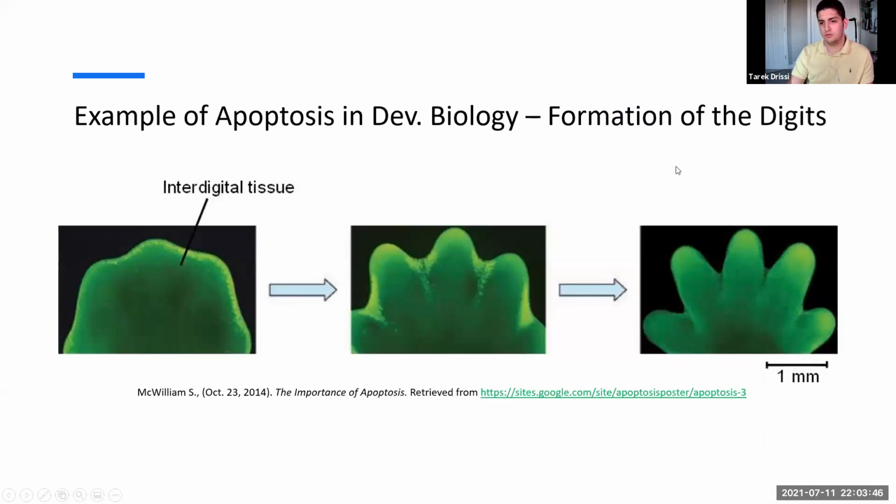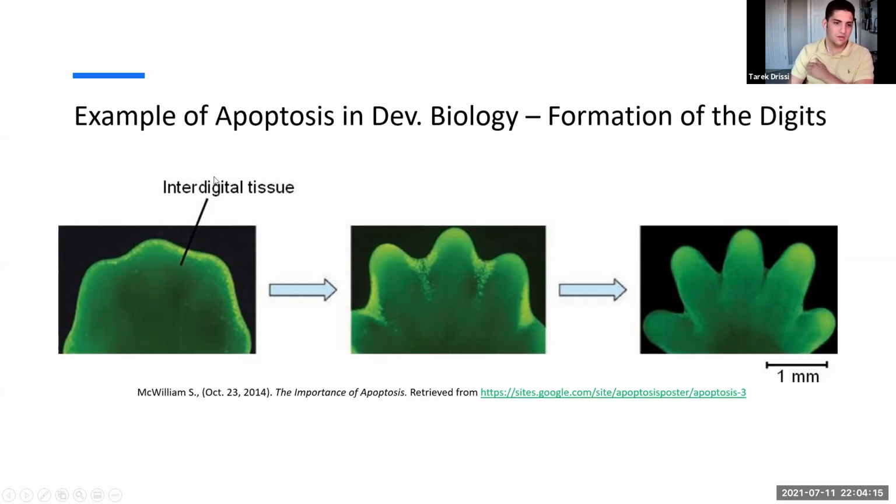Okay, this is really cool. This is what I wanted to talk about for the formation of the digits. During embryonic development, we have this webbing in between the digits of the hand. But as adults, of course, if you just look at your hand, there's no webbing between them. So how do we get rid of this tissue between the digits? The cells between the digits actually undergo apoptosis, which is programmed cell death.